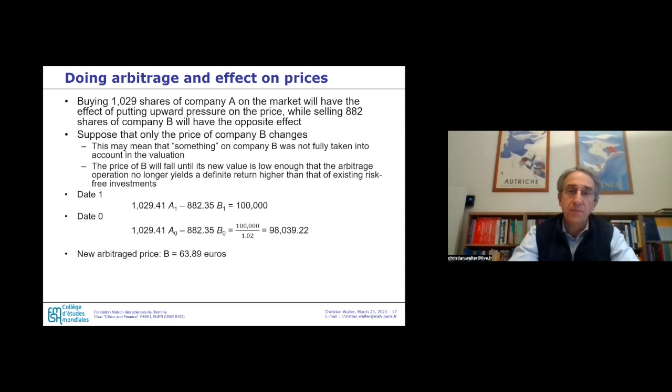If you write this condition mathematically, we find that the new arbitrage price for B is not 66 euros, the first epistemic value of the quote, but 63.89 euros. This is because at date one, we have to find 100,000 euros. So at date zero, you make the operation by dividing by 1.02, with 2% the risk-free rate. It is one equation with only one unknown variable, B.